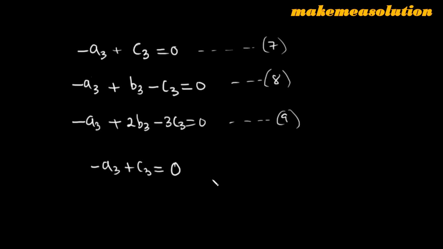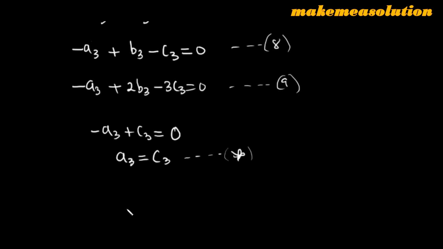If minus A3 plus C3 is equal to 0, it means that A3 is equal to C3, right? So we can keep that as a reference. Let's go to equation 8 and see what we can get. In equation 8, if we make B3 subject of the formula, you got your B3 to be A3 plus C3. If you send this one over to this side and this one over to this side, is that okay?